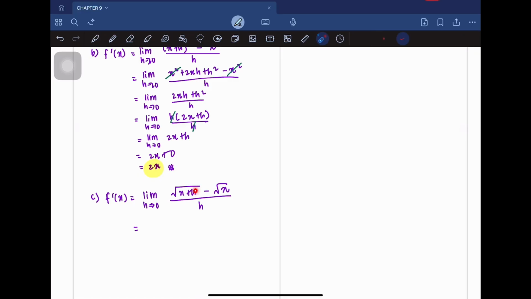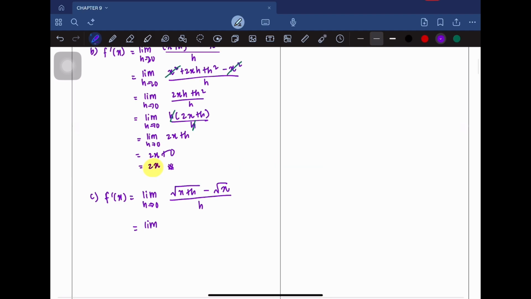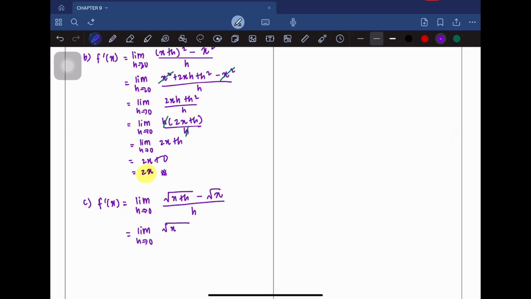Okay, so again, if you substitute 0 here and here, you will get 0 over 0. So this is stuck. Okay, so what you can do is using conjugate method. Okay, conjugate. Okay, so kita akan darabkan dengan conjugate dia. So limit h approaching 0. Conjugate dia adalah set x tambah h tolak set x over h.